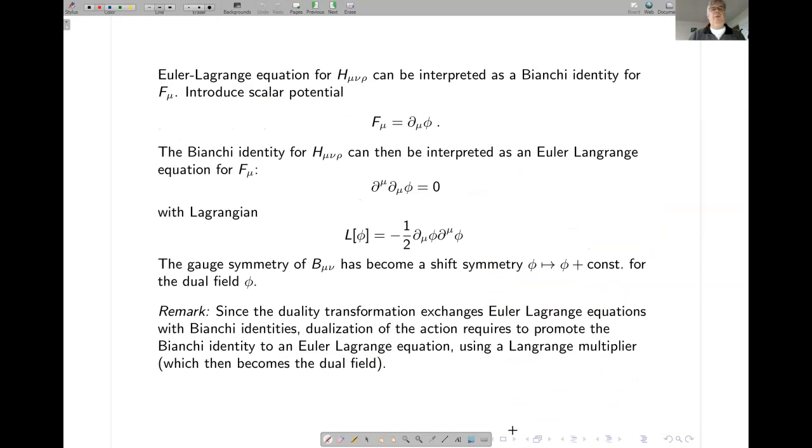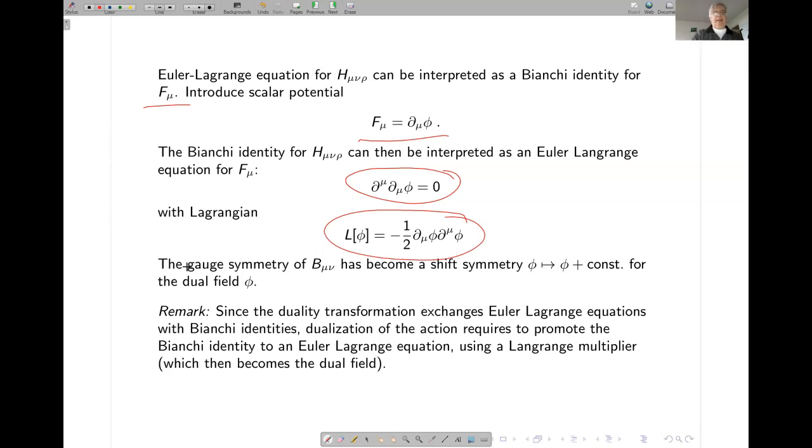And that motivates us to say, okay, since the vector field F mu has this Bianchi identity, which allows us to write it in terms of a scalar potential, we introduce this in such a way. We interpret F mu as a field strength and phi as a potential, or scalar potential for this vector field strength. And then, indeed, the field equation that we have for phi is a massless Klein-Gordon equation with a standard Lagrangian for a massless scalar field.